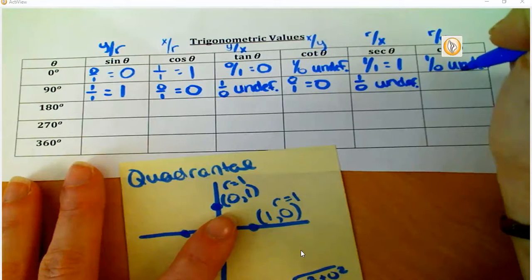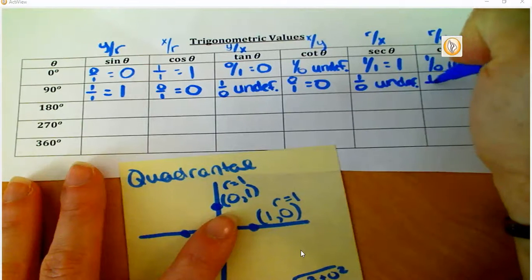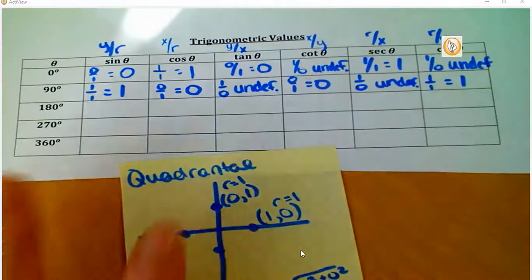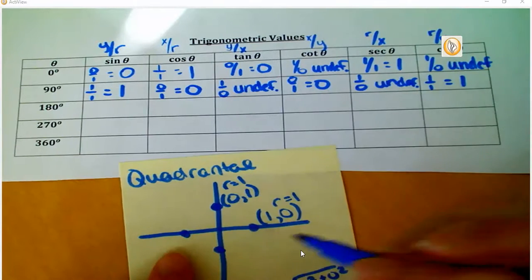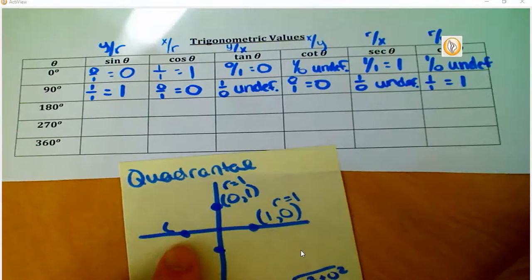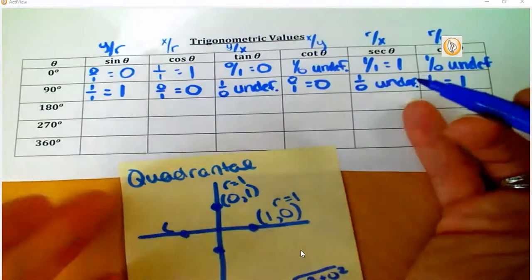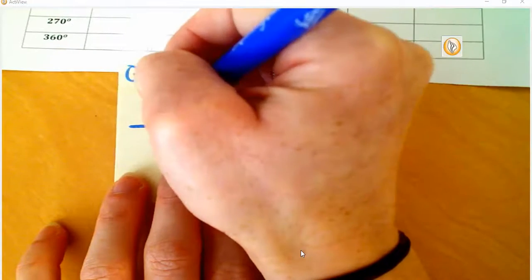Cosecant is r divided by y, so 1 divided by 1 equals 1. So if I give you one of these quadrantal angles, we can figure out the values of all the trig functions. We're going to do one more together, and then I'm going to have you guys try to finish the table. So at 180, what would be my x value here? Negative 1. My y? 0.